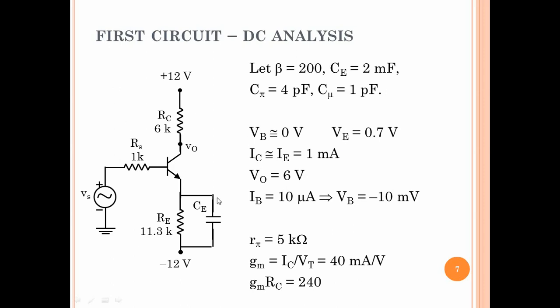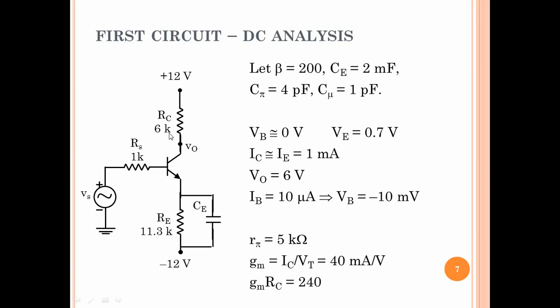So I have chosen this circuit as our first circuit. It's a common emitter amplifier with a bypass capacitor, and it has a source resistance. The source has a source resistance. Without the source resistance, the analysis becomes a bit too simple. So I've included this so that it is reasonably rigorous.